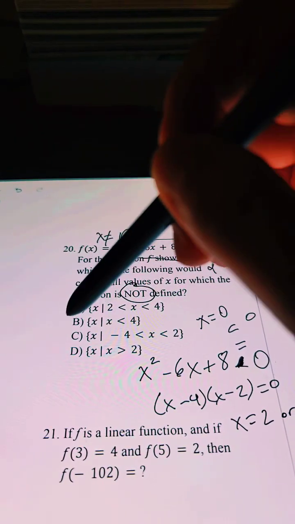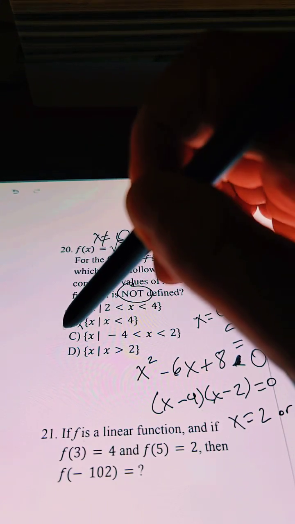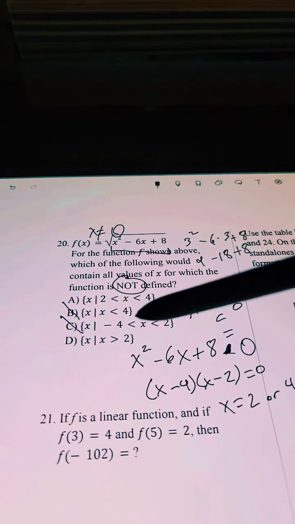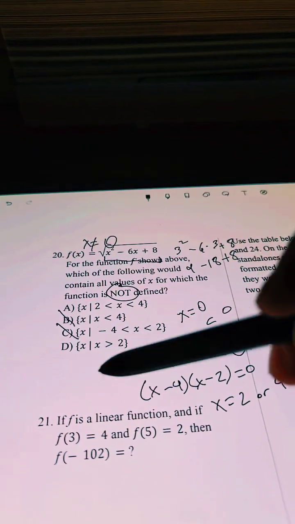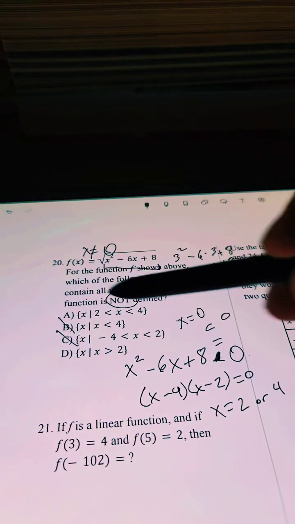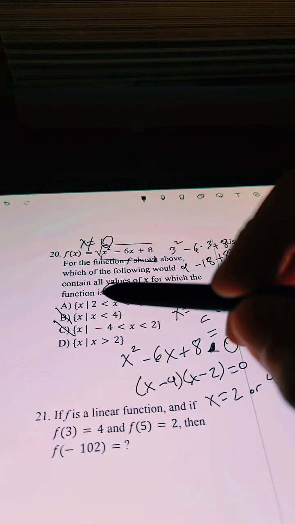So it can't be B. And 0 also falls into the category for C, so we could cross out C. So then now we just have to determine, okay, is it A or D? So let's pick a value that fits for D but not for A. So we could pick something like 5, because 5 fits into this but not that.